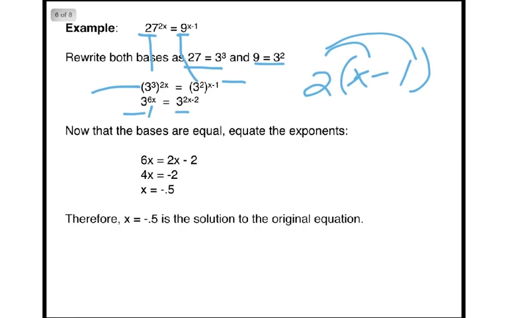So we can equate the exponents. 6x is equal to 2x minus 2. Solving for x, you get x equals negative 1/2. Therefore, x equals negative 1/2 is the solution to the original equation.